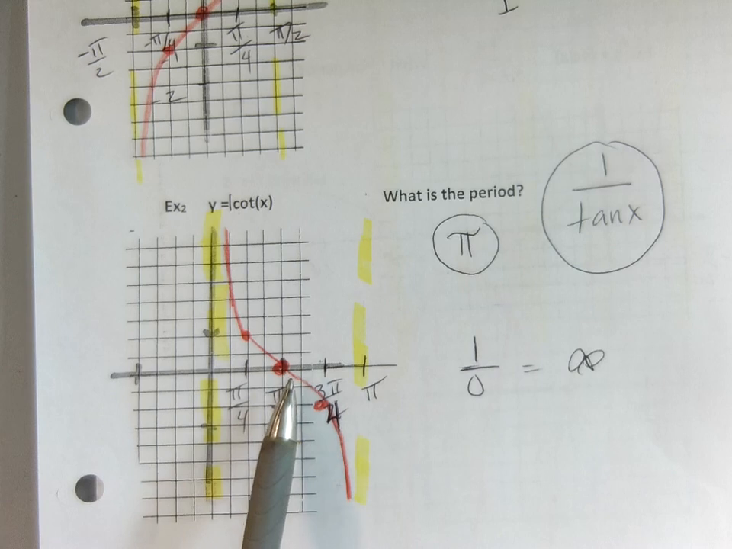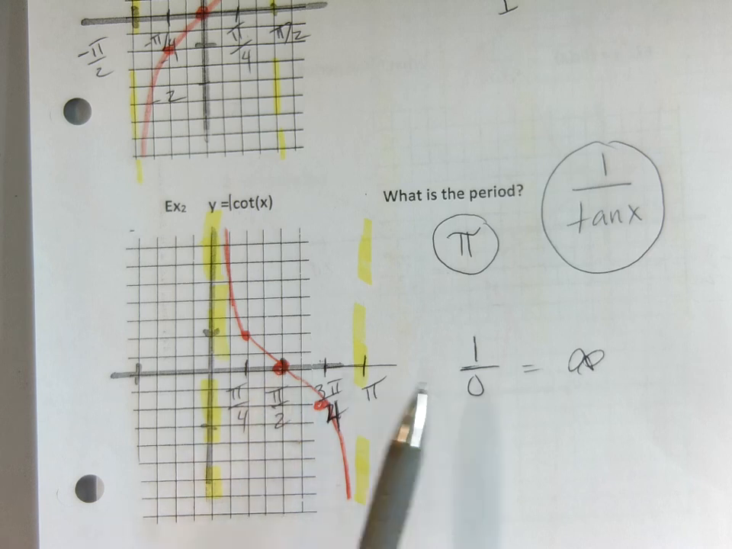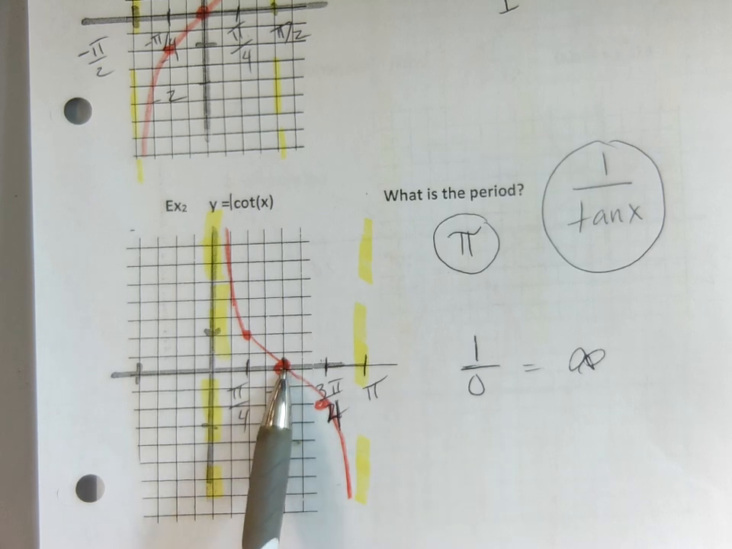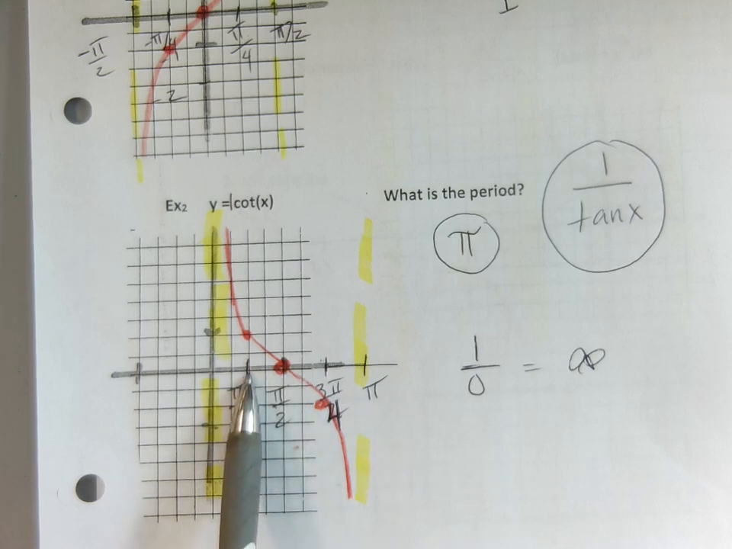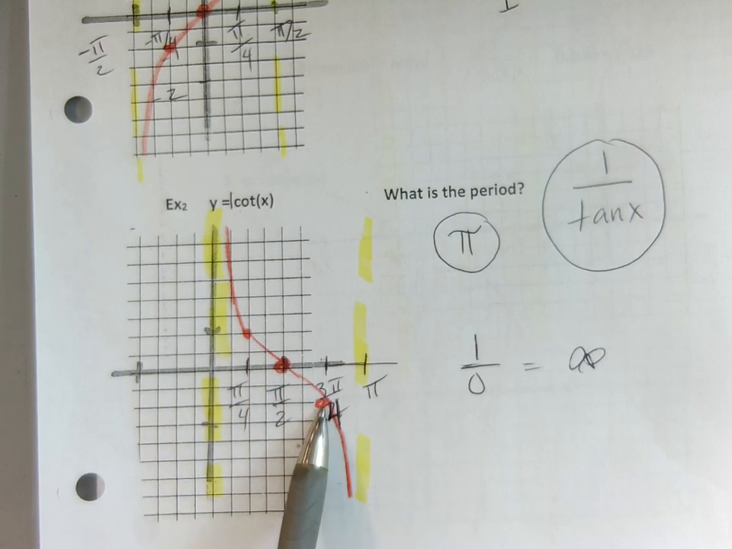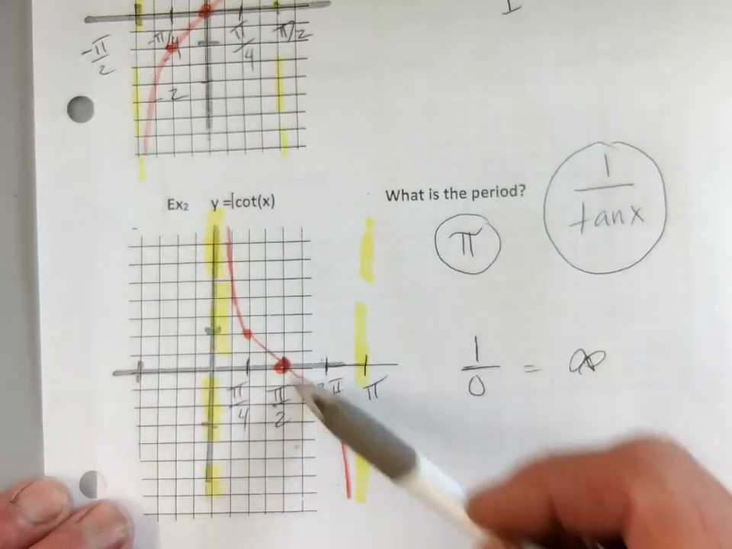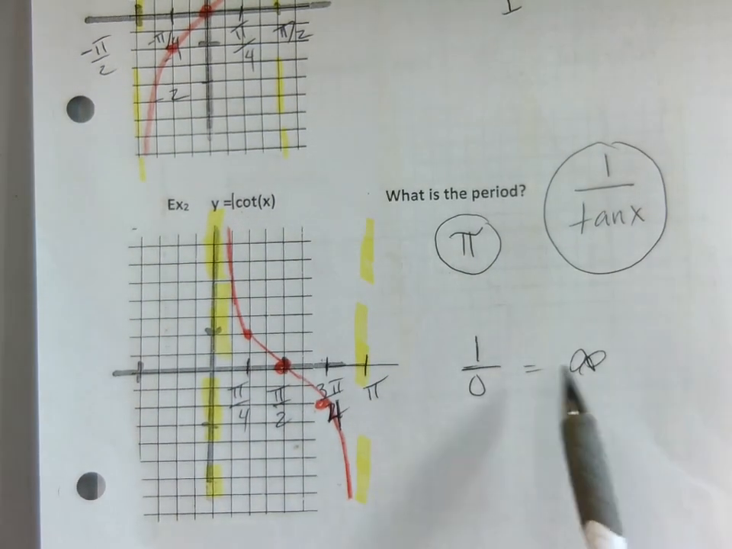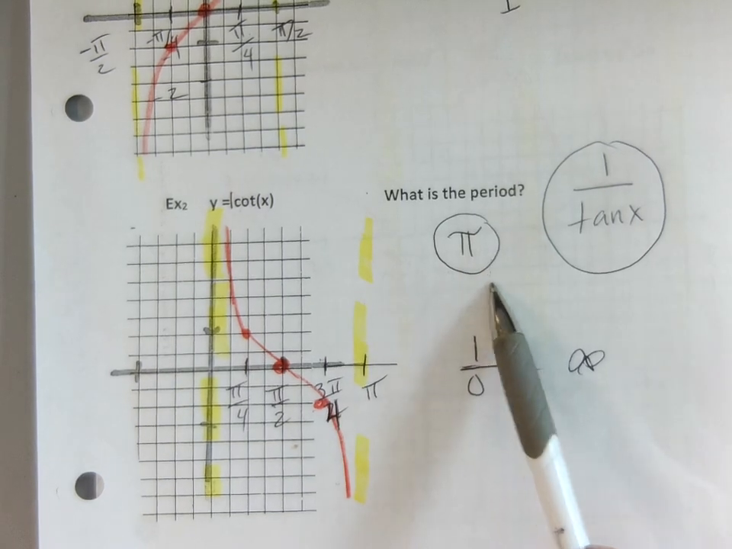Now tangent at pi halves is undefined because it's 1 over 0, but cotangent is 0 over 1, so cotangent at pi halves is 0. At pi fourths, tangent's 1, so 1 over 1 is 1, and at 3 pi fourths, tangent is negative 1, so 1 over negative 1 is negative 1. So the cotangent curve looks like this with its asymptotes. Again, its period is also going to be pi.